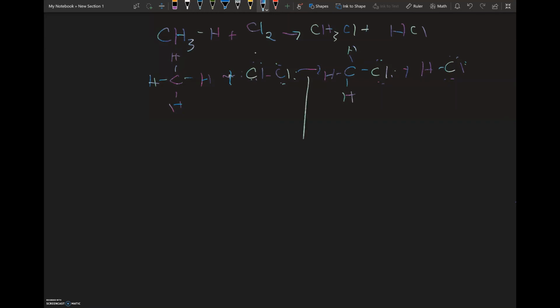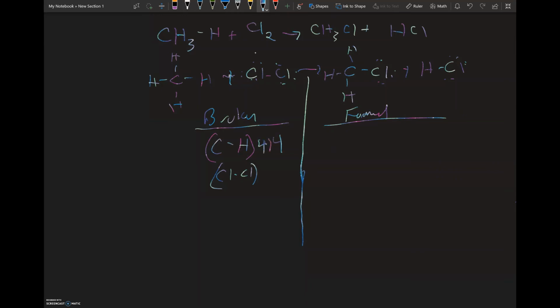So now the line is drawn here. So you're going to have broken, and you're going to have formed on this side here. See, it's a little different from the previous reaction we've done. So in this one, we have carbon hydrogen, and we have ClCl. So the carbon hydrogen is 414. The ClCl is 243.